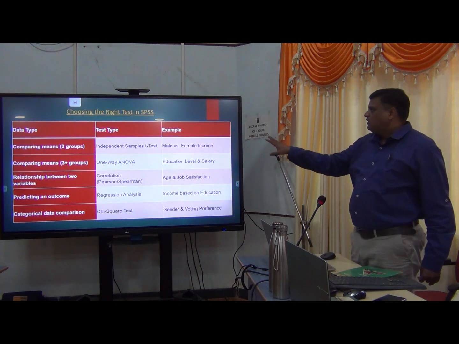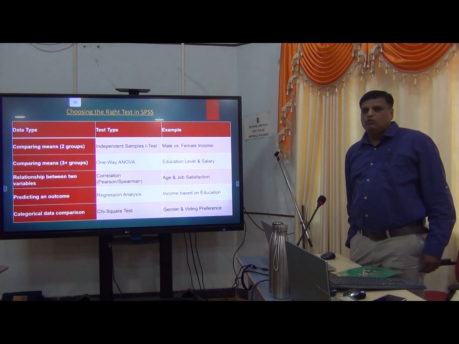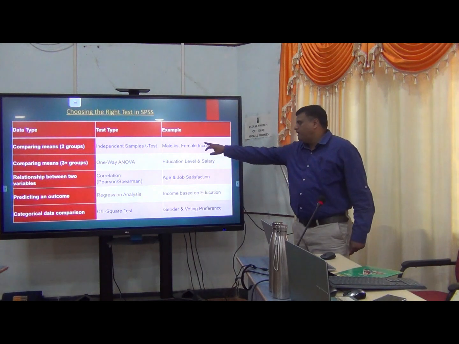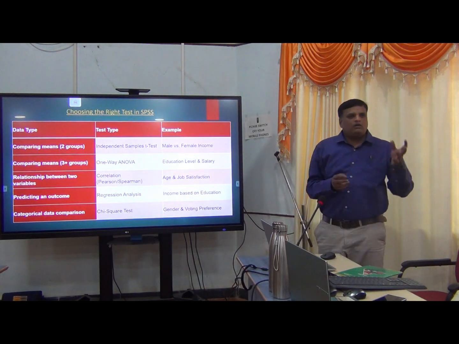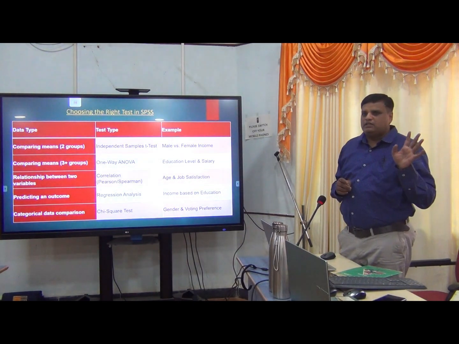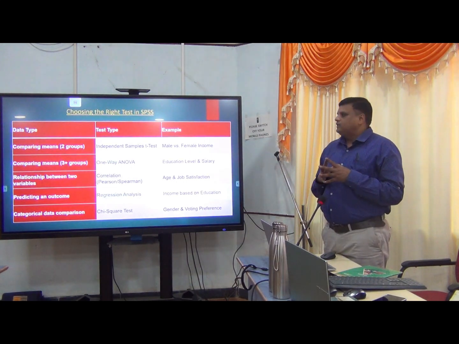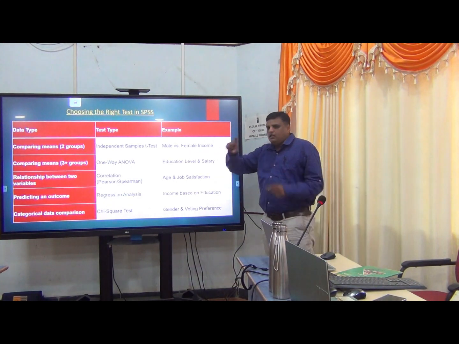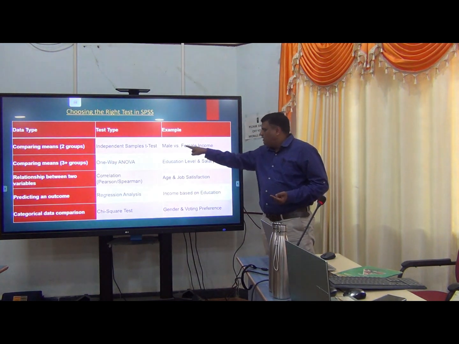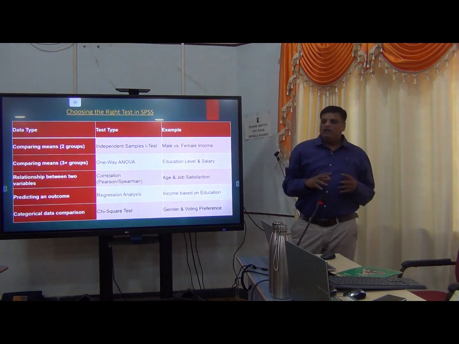Now, this is what test should be chosen. If you are comparing the means of two groups, you have to use independent sample t-test, or if you are comparing the mean of one group, you should use the single sample t-test. For example, male versus female income. I will show you one example. There will be one set of data, but in that data, we will have male income and female income. In that case, you have to go for the independent t-test.